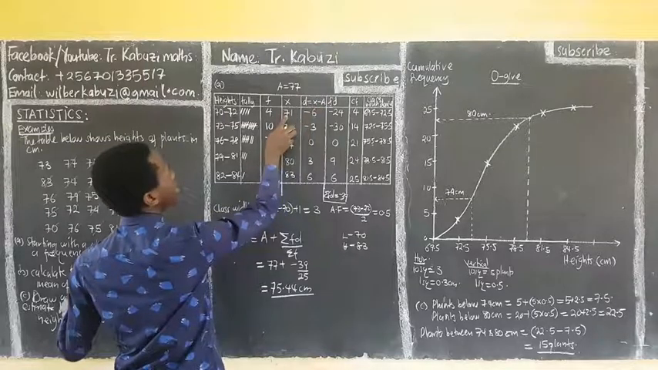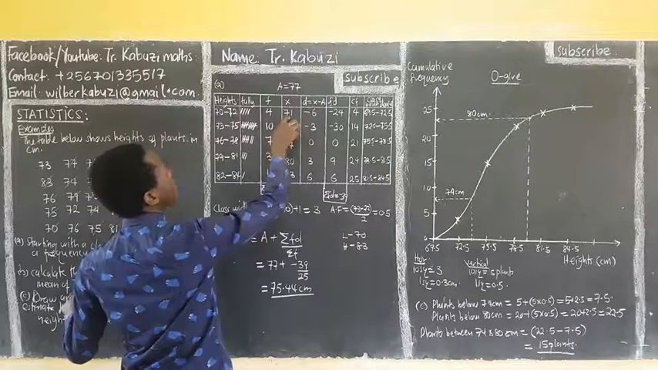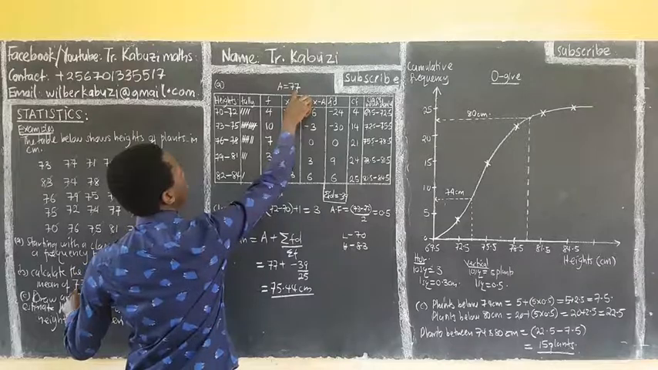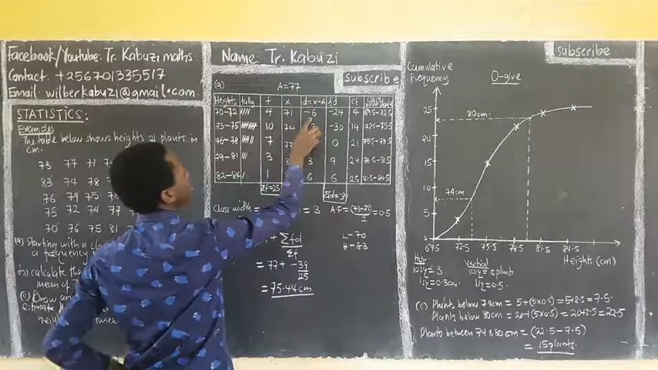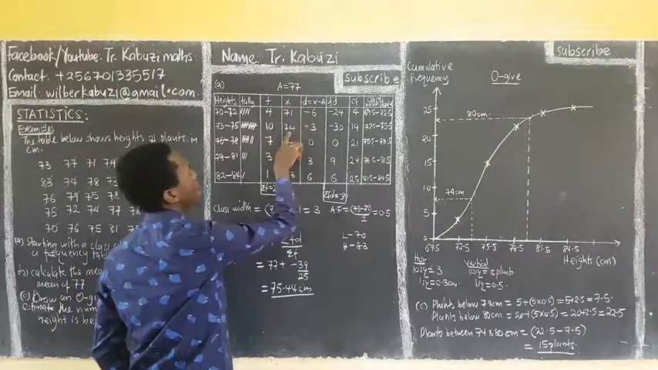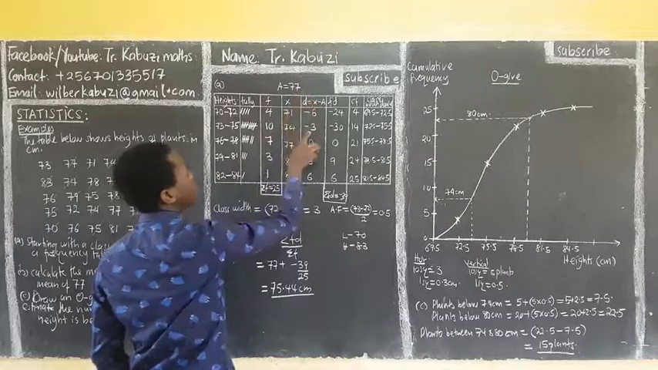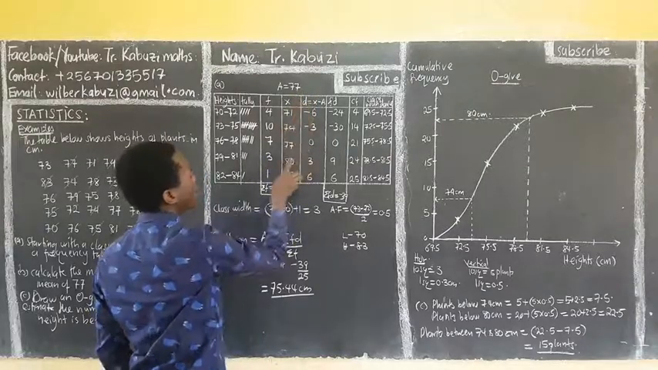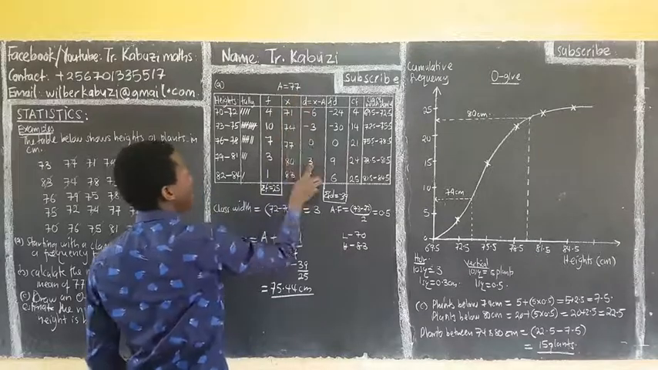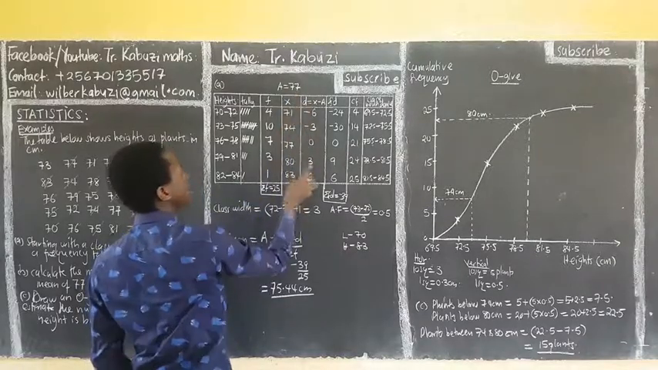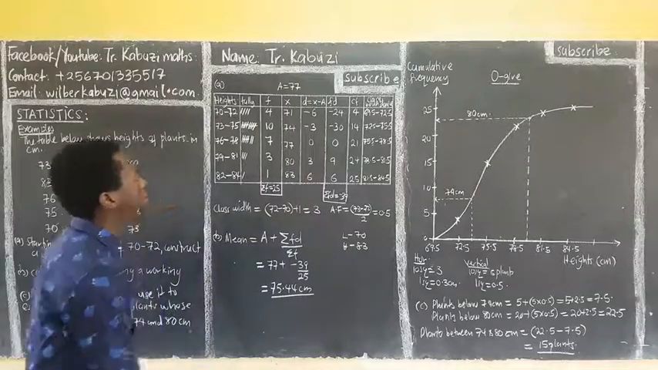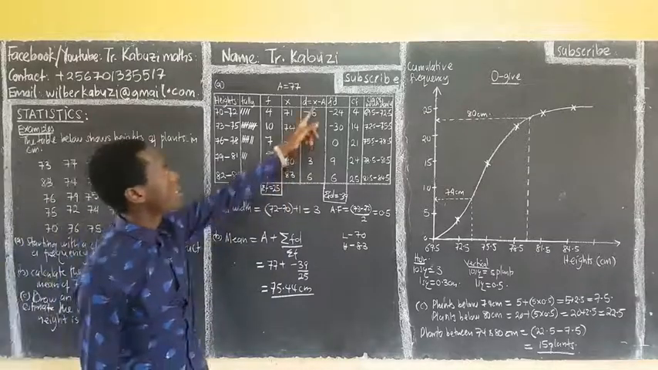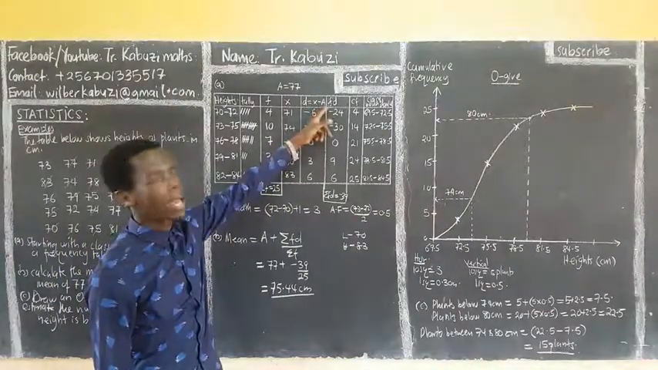So when I get this x minus this one, what I get is negative 6. When I get now this minus this, I get negative 3. This minus this, I get 0. This minus this, I get 3. This minus this, I get 6, positive. So that's how you get that d. It's always x minus A.